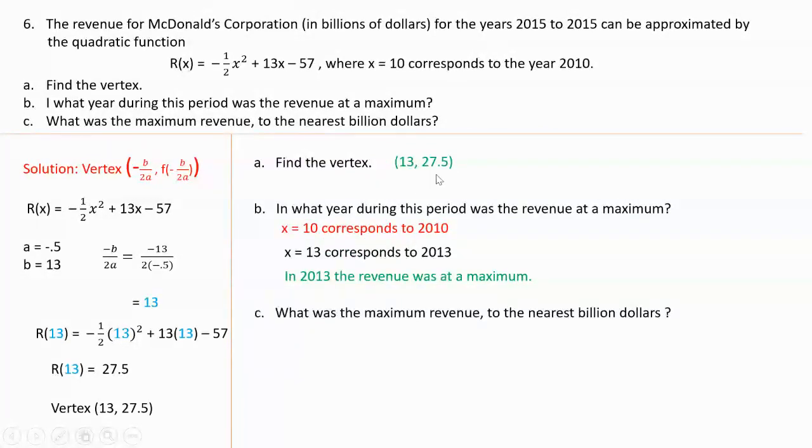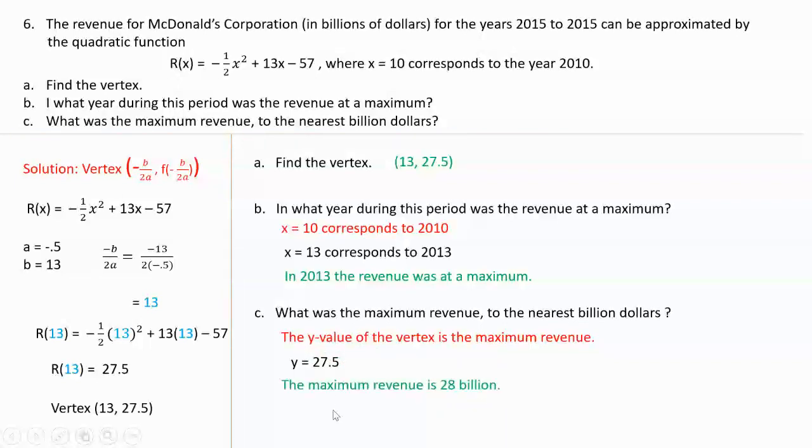Now for part C, it's going to be the y part of the vertex. What was the maximum revenue to the nearest $1 billion? So why is it going to be 28? Because to the nearest billion, 27.5 rounds off to 28. So the answer for part C is the maximum revenue is $28 billion.